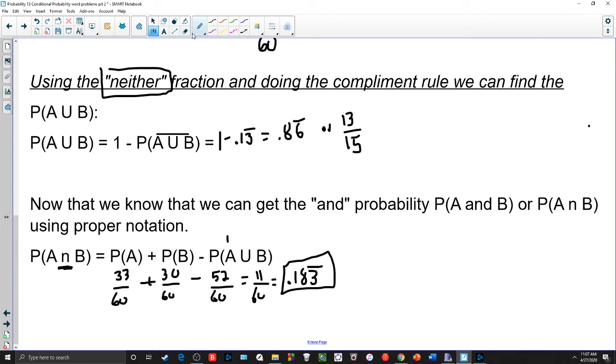Whoops, sorry. Wrong one there. The probability of A and B is the same thing as the probability of B and A. So these are interchangeable.